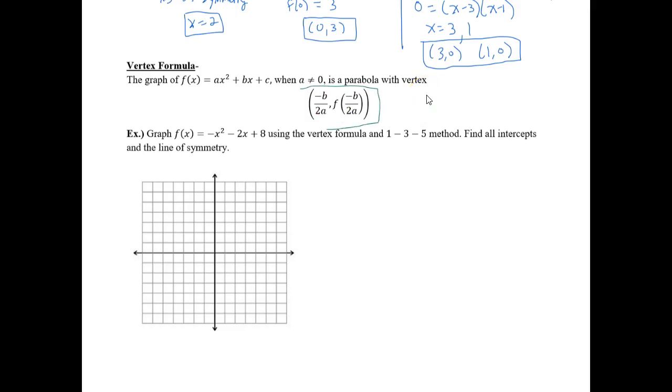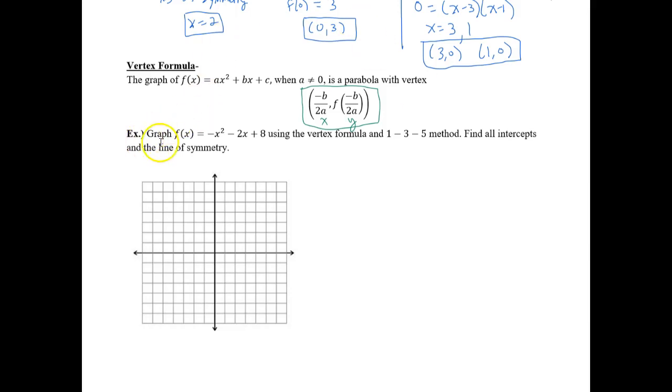So this is an ordered pair. Okay, and negative b divided by 2a, that's going to be our x value. And whatever we get for x, we plug into the function, and that's why it says f of negative b over 2a. And that's going to be our y value of the vertex. So what do I mean?